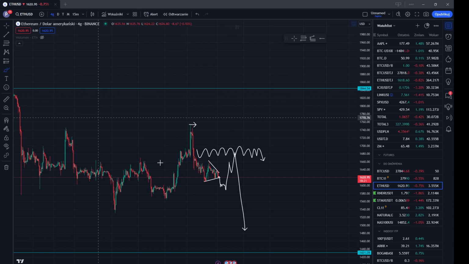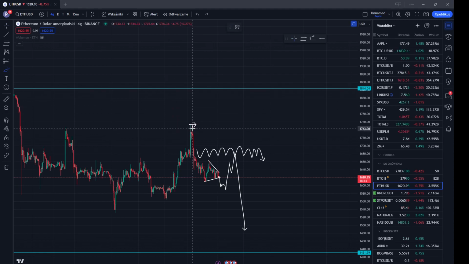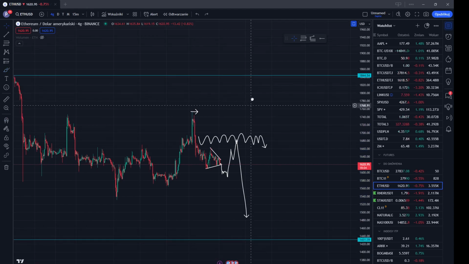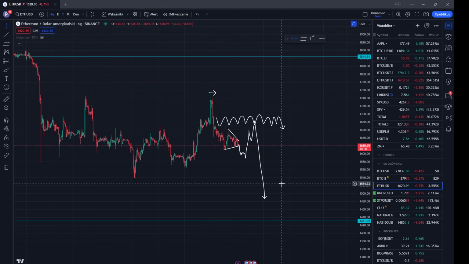So I'm assuming this is our ABC correction up. And now we're getting our first impulse to the downside, followed by a correction, which should end somewhere around in this area. And then we should get an impulsive wave down to maybe this 1431.